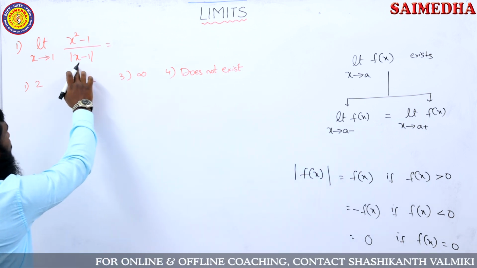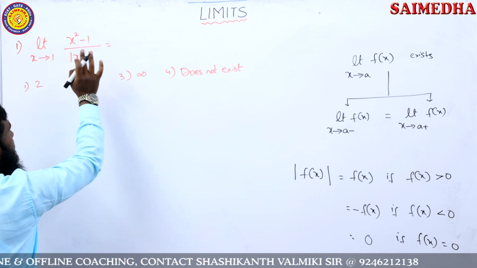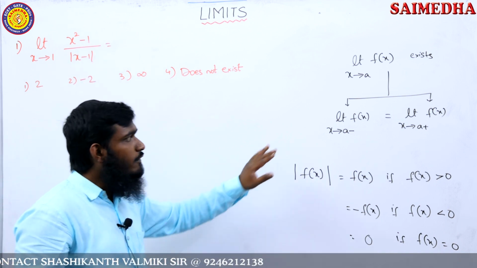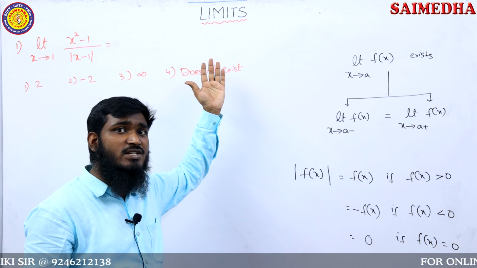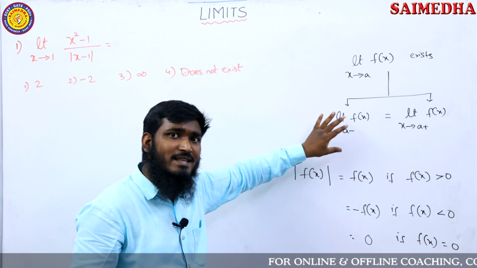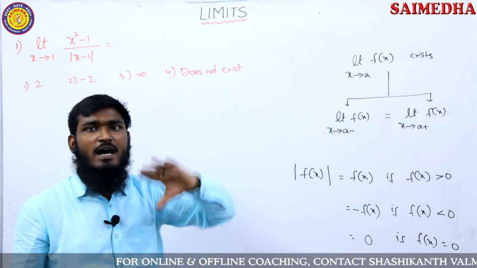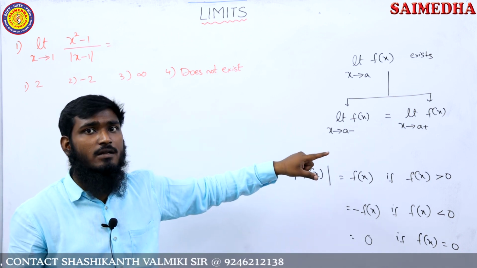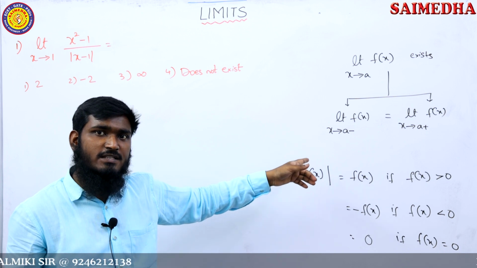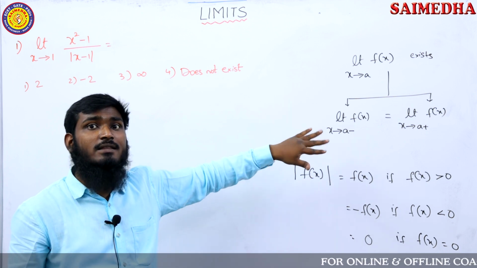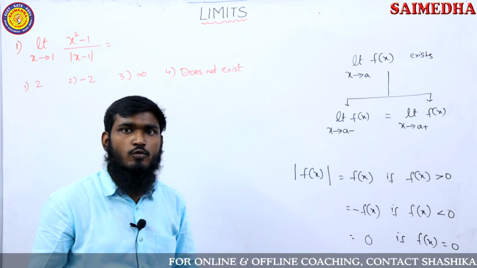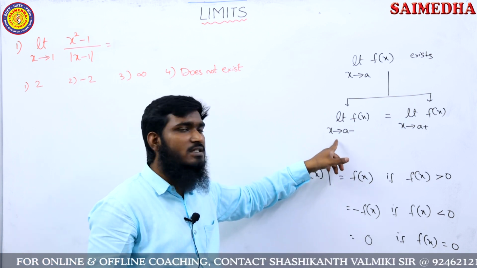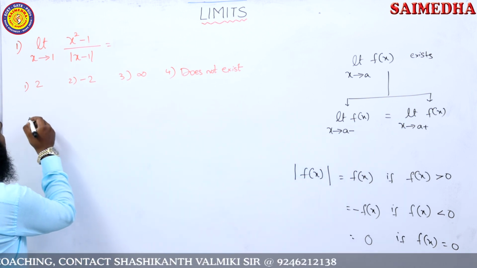Now in this part also, x square minus 1 divided by mod x minus 1 is given. Whenever we have conditions in the question, we have to find both the LHL value as well as the RHL value. If the LHL value is not equal to the RHL, the limit does not exist. If the LHL value is equal to the RHL, that will be the limit value. Understood my point?